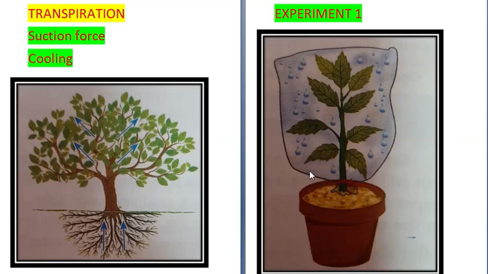Now let us see the first experiment over here. We have taken a potted plant and we have covered the plant with a polythene bag, and its mouth is tied at the base of the stem. Now this potted plant is left in sunlight for a few hours. You will observe that after some time, vapor given out by the leaves appears in the form of drops of water on this polythene bag.